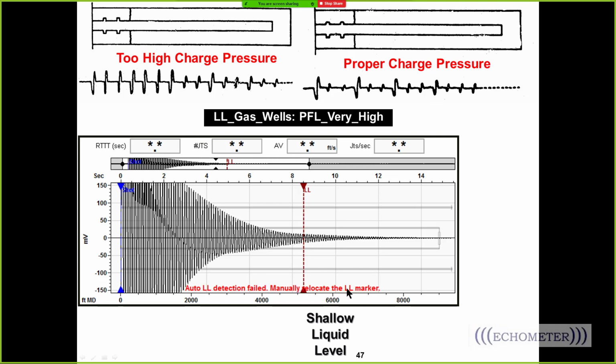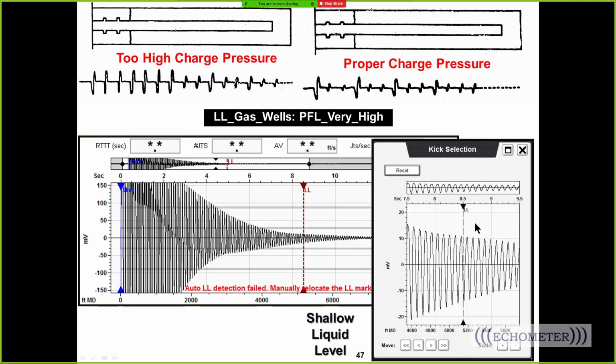You need to manually relocate the liquid level marker. So when we move the liquid level marker, if you go in and zoom and look at the liquid level, there's no down kick right here. That's 8.5 seconds. I don't see a down kick. That's not liquid level. That's just a resonating signal, and we count them: 1, 2, 3, 4, 5, 6, 7, 8, 9, 10. These echoes are 1/10 of a second apart, so likely liquid level is 1/10 of a second from the surface, because you can see these repeating echoes and how far apart they are.